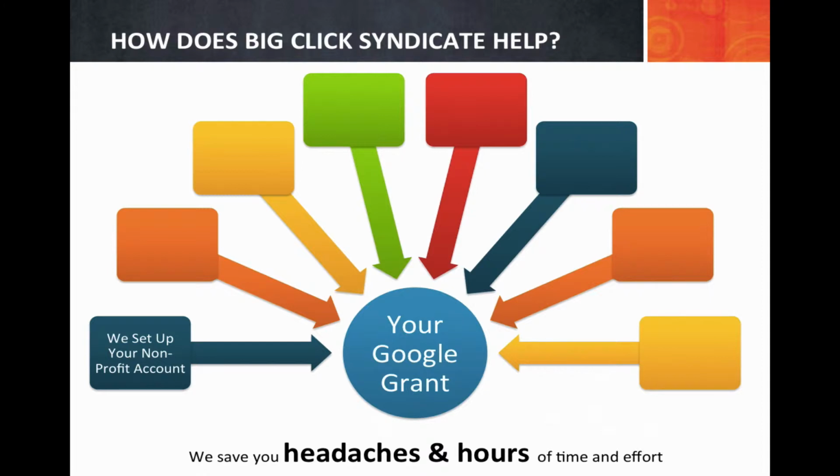So how does BigClick Syndicate help our partners as they go through this program? Well, that's a big question because Google itself says that the typical nonprofit should budget anywhere between 6 and 10 hours to go through just the application process alone. And then there's a whole monthly routine of maintaining, monitoring, optimizing your campaigns on a monthly basis. So the first step is to get into the nonprofit program, and we will help you set up your nonprofit account with Google. That's not a problem.